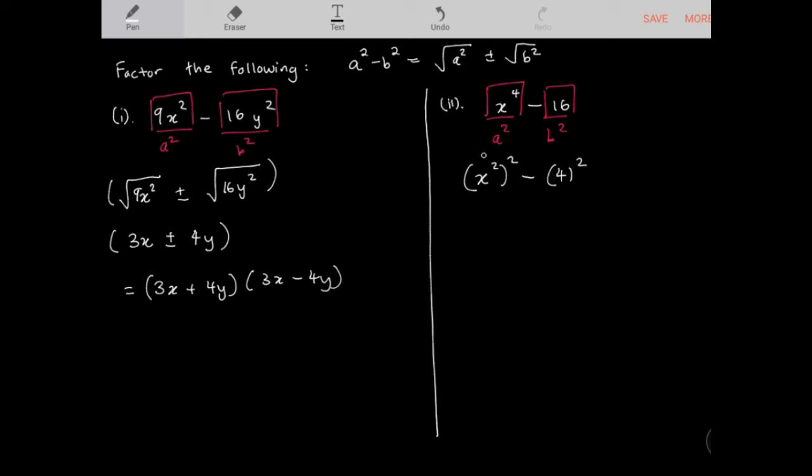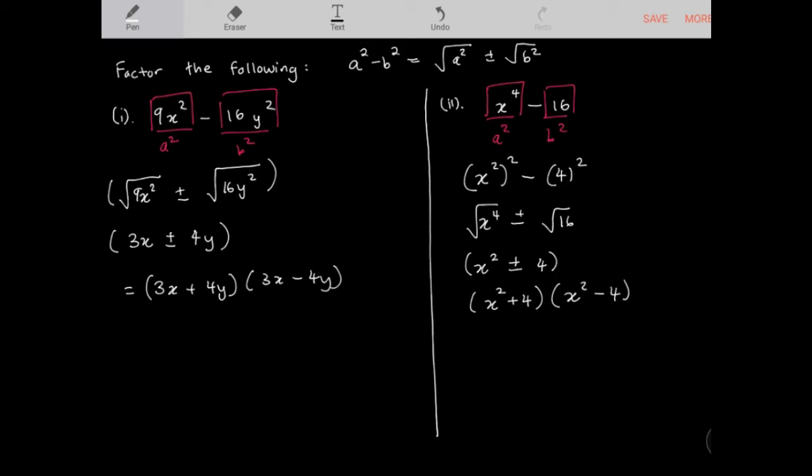So in this sense, you can also just use the template, right? You can just do the square root of x to the power of 4, plus minus the square root of 16. And in this case, you'll see that you'll get x squared plus minus 4, okay? Now, when you have these two conjugate factors, x squared plus minus 4, one of your conjugates is x squared plus 4, and the other conjugate is x squared minus 4.